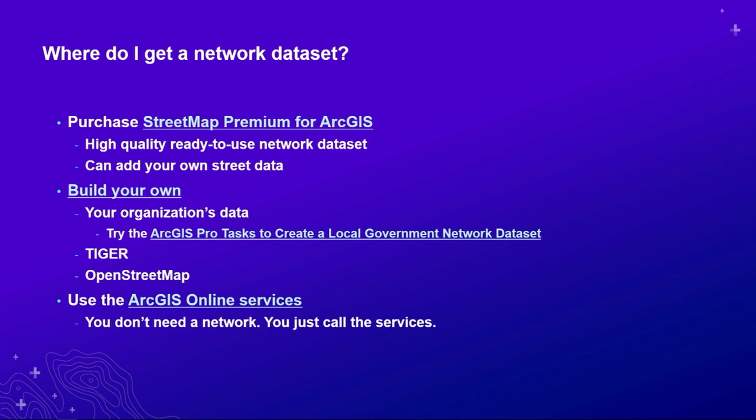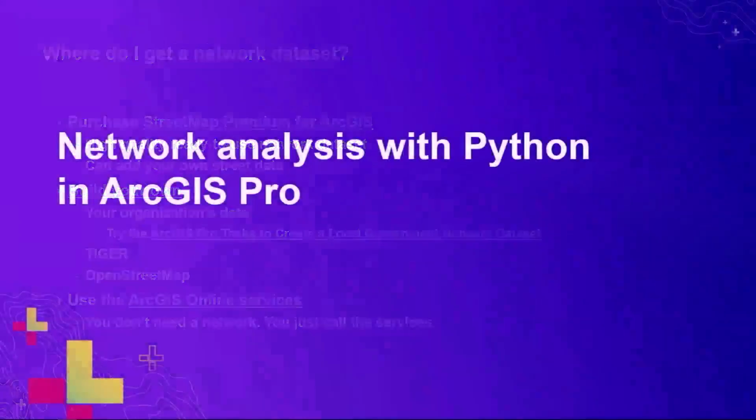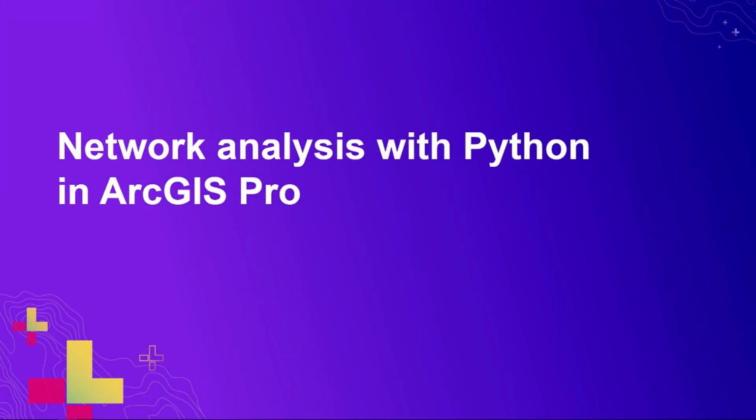Also, you might not need your own network dataset at all. You can use the ArcGIS Online services to perform your network analysis calculations. Those services use the same data as the StreetMap Premium product, but you don't actually have to own this data. You just pay service credits and let the servers do the work for you using the data that lives there on those servers. With that, let's move on to talk about how to do network analysis with Python in ArcGIS Pro.